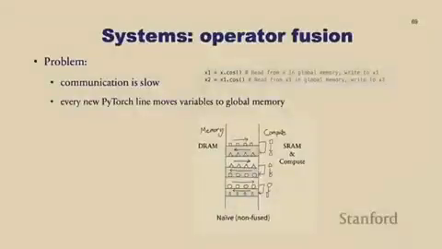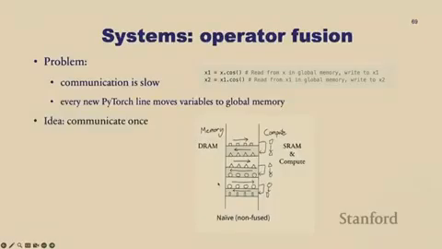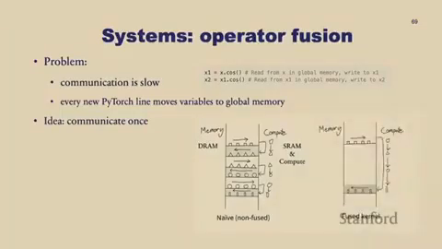Another way to see that is that you go from your DRAM, which is your global memory in your GPU, and you ship it to compute, and you ship it back for every line. This is a naive way of doing it. This seems very wasteful. So the simple idea of operator fusion is just communicate, do all the computation, and ship it back once. And this is exactly what fused kernels are.